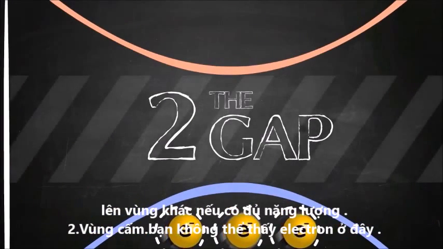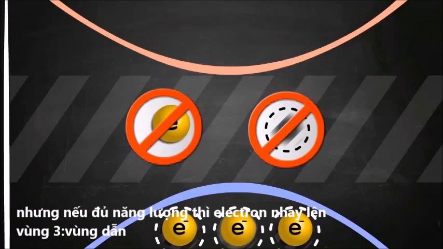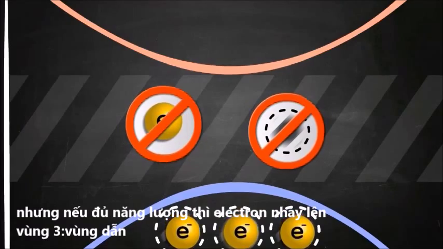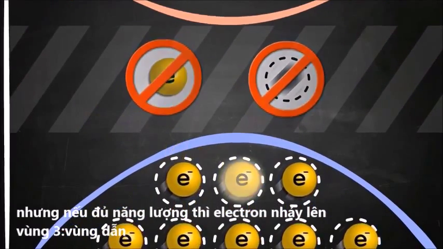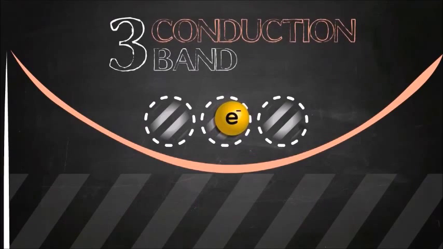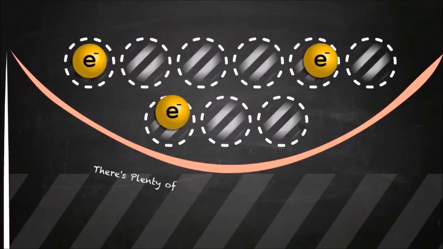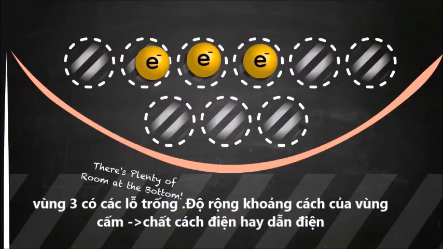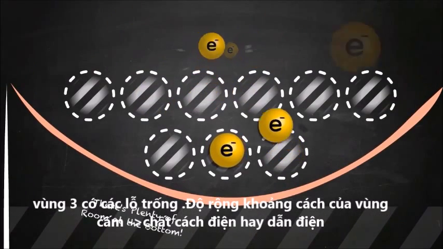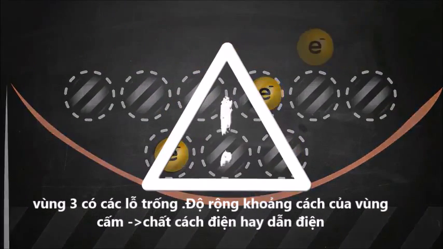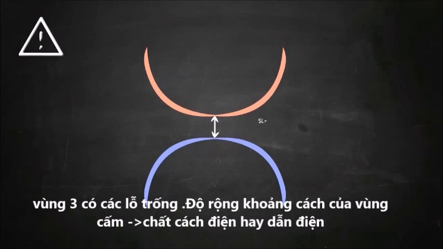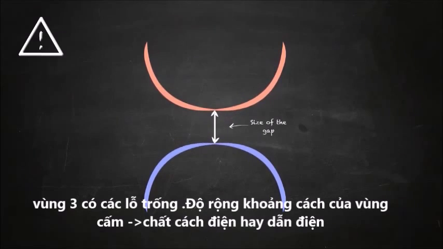The gap, a forbidden area for the electrons. You will never find one there, but if an electron has enough energy, it can reach 3. The conduction band, where electrons have empty quantum states, so they can move freely through the material in the form of electric current. Important, among other things, the size of the gap determines the conductivity of the material.